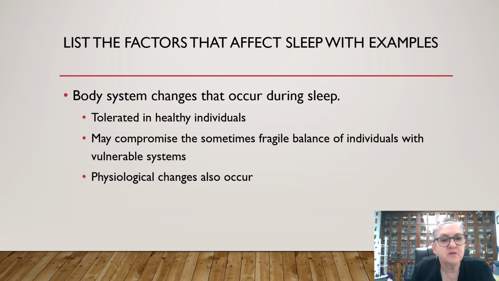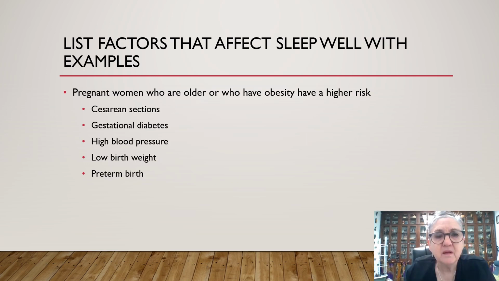First of all, body system changes that occur during sleep are easily tolerated by healthy individuals. We may compromise the sometimes fragile balance of individuals with vulnerable systems. Physiological changes can also occur. Factors that can affect sleep include pregnancy: women who are older or have obesity have a higher risk of complications such as cesarean sections, gestational diabetes, high blood pressure, low birth weight, and preterm babies.